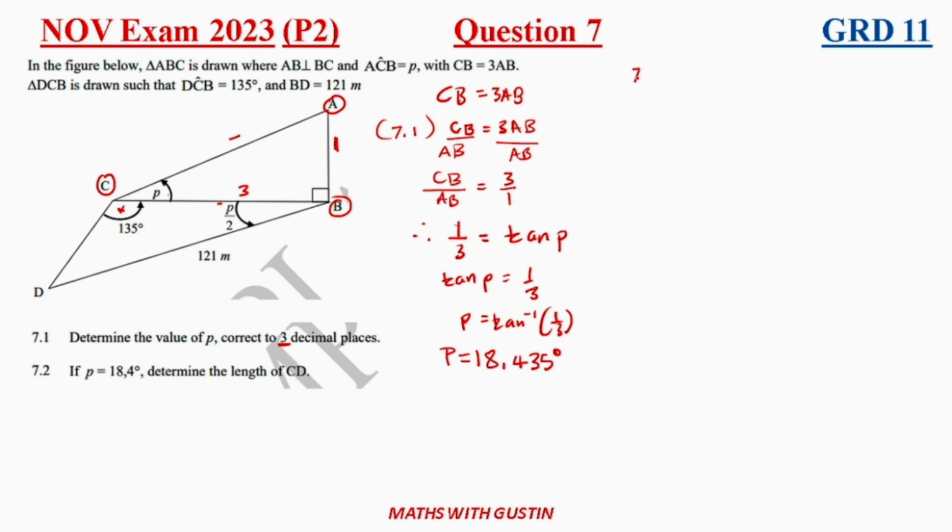All right, 7.2 it says here, if the value of P is 18.4, determine the length of DC. So what they're asking us is to find this length here, and we already have the value of P. So what do we have? We've got 2 angles and 1 side. If you've got 2 angles and 1 side, you can use the sine rule.